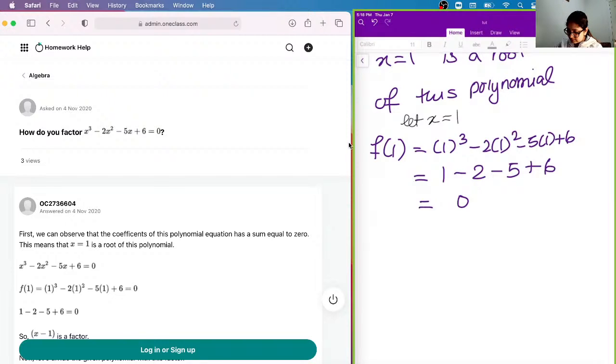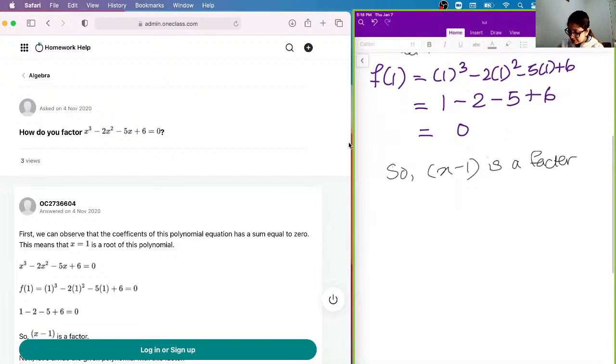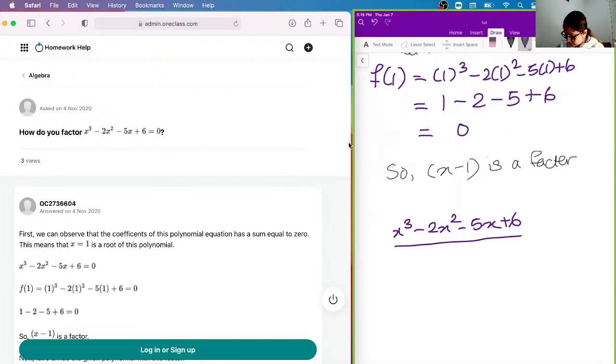So we can say x minus 1 is a factor of this polynomial. Okay, so now what we're going to do, we're going to divide the given polynomial by the factor x minus 1. Okay, so we have x cubed minus 2x squared minus 5x plus 6, all over, we're dividing this by x.